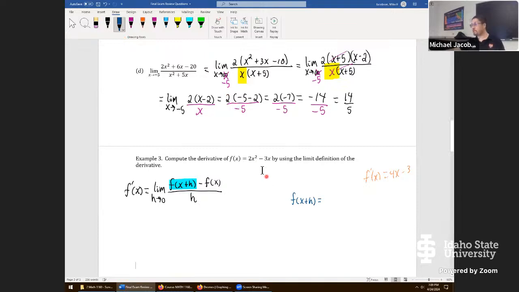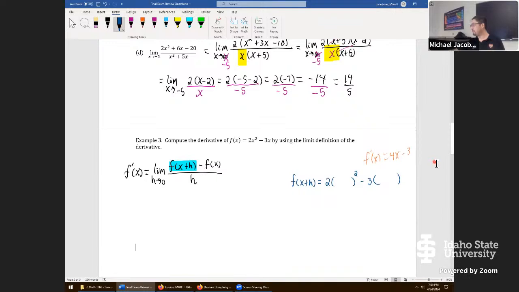To calculate this, we go to the original function over here, start writing it out, but put in a placeholder for x. It's 2 times something squared minus 3 times something. This is a pretty similar approach whenever we did chain rule, for example. What's going inside is x plus h into both of those placeholders.